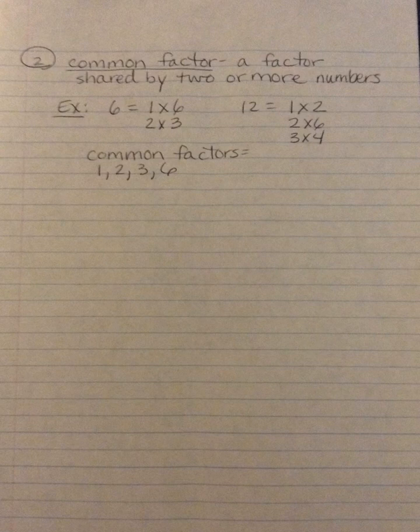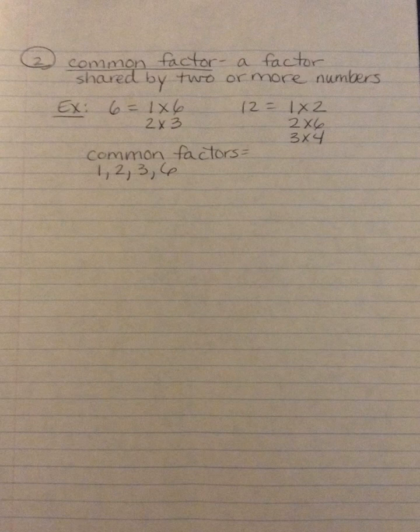Okay, moving on to box 2, we're going to write the definition of a common factor. A common factor is a factor that is shared by 2 or more numbers. So for example, for 6 and 12, if those are the two numbers I'm looking at, and I want to find the common factor or factors that 6 and 12 have, I'm going to look for the numbers that you would multiply to get 6 and 12, and I'm going to look for the factors that are the same. So in 6, I can either multiply 1 times 6 to get 6 or 2 times 3. My factors are 1, 6, 2, and 3.